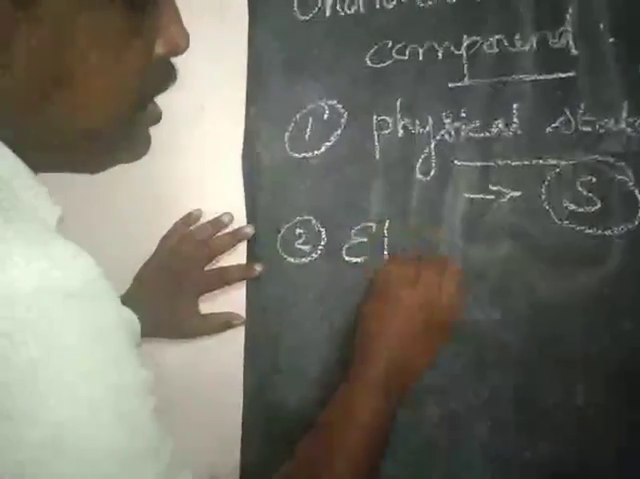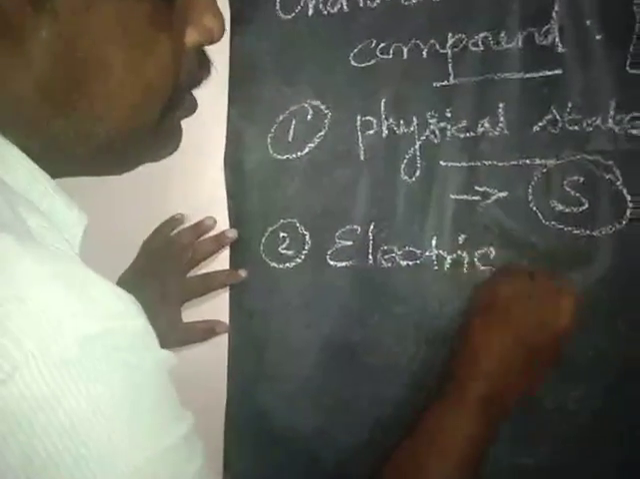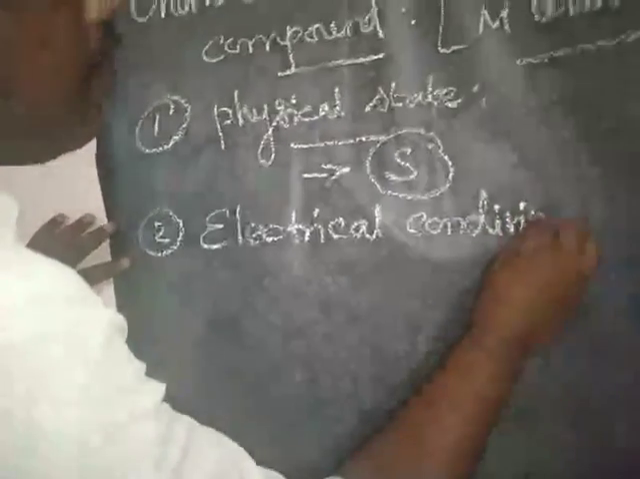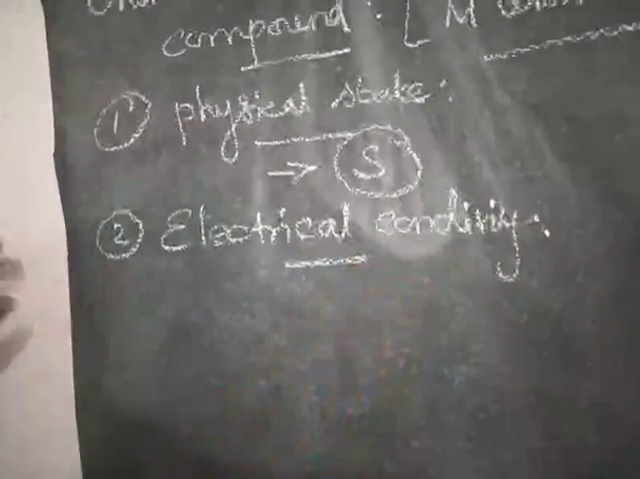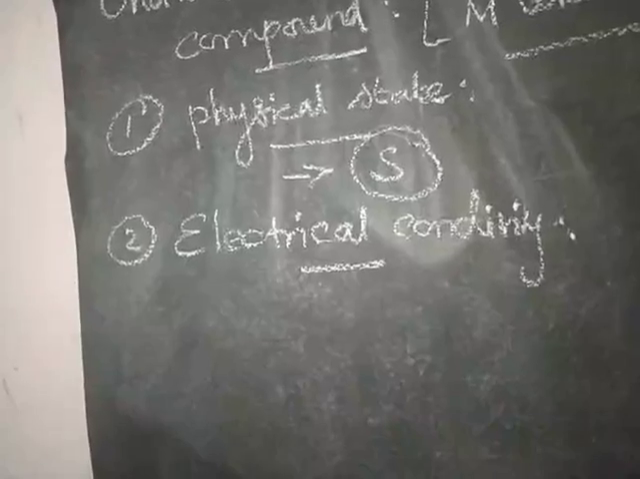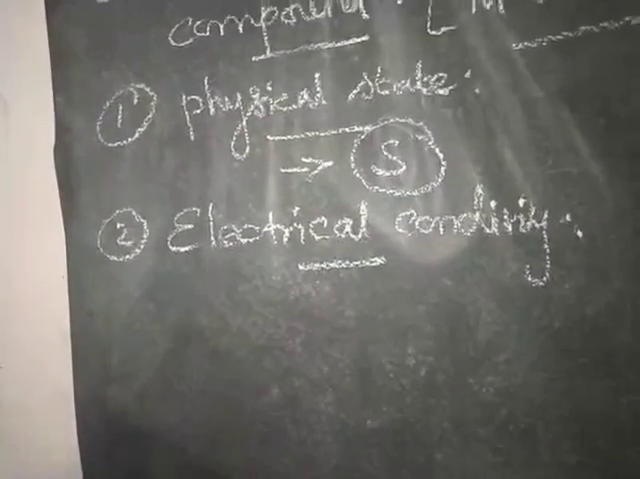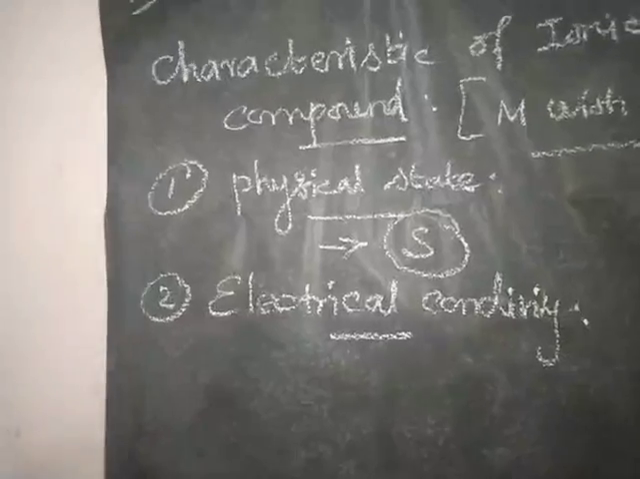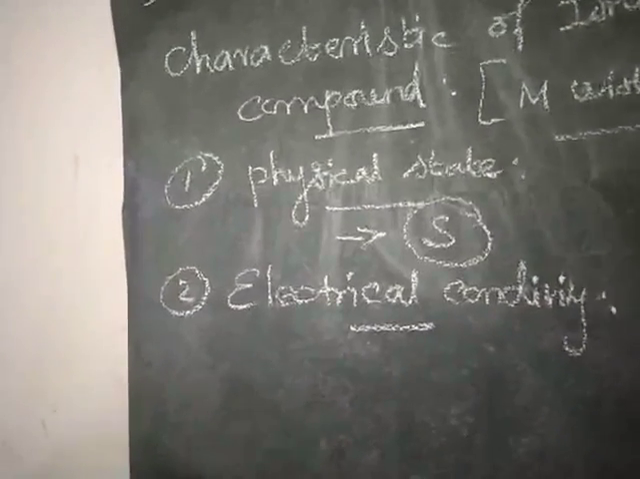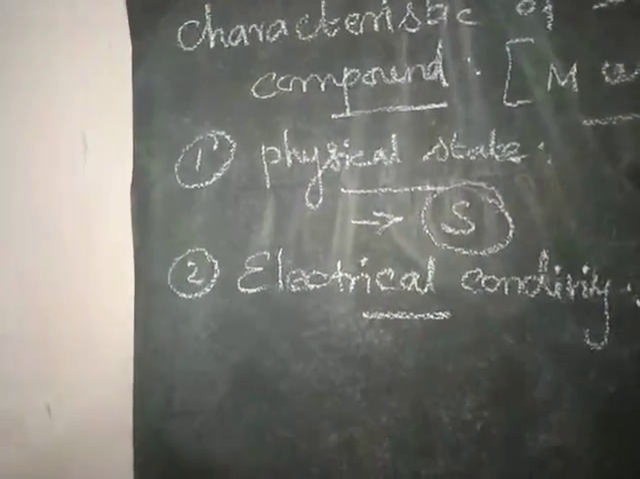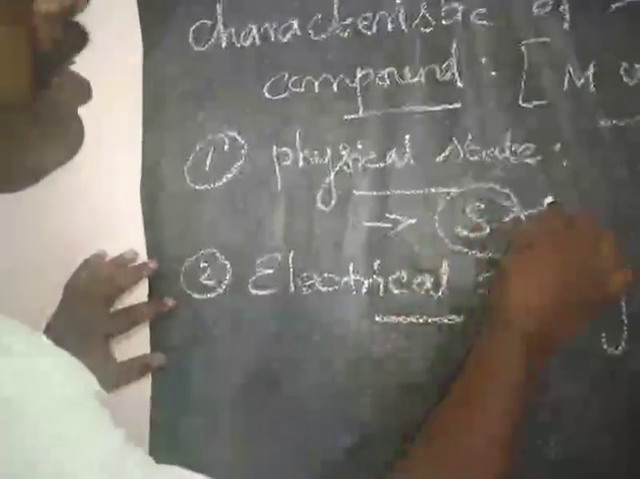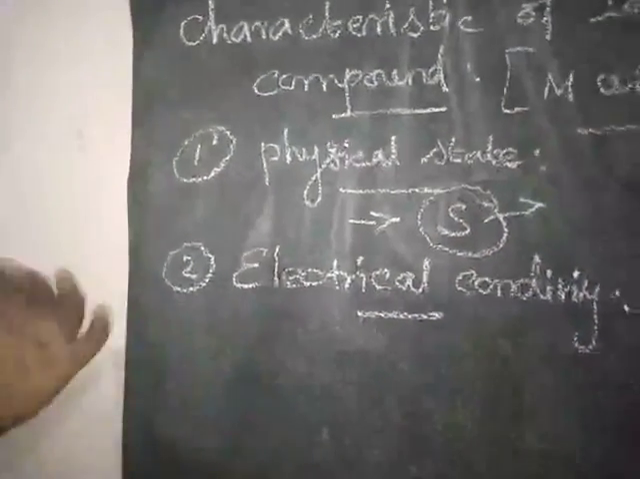Second one: electrical conductivity. What is meant by electrical conductivity? The ionic compound is formed between ions, and in the solid condition the ions are tightly packed, so it will not conduct electricity very easily.